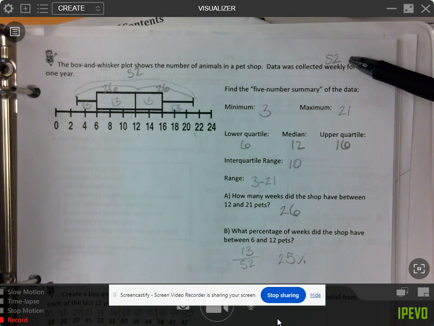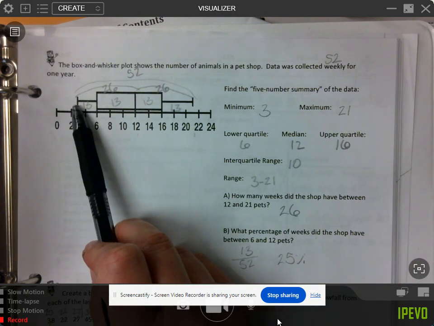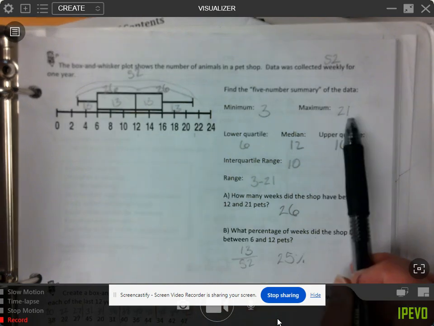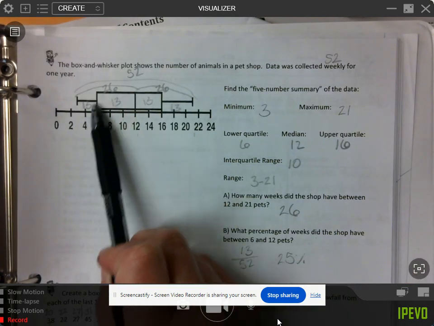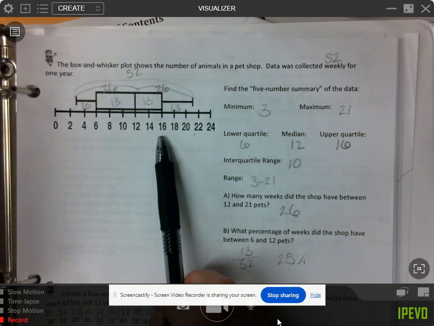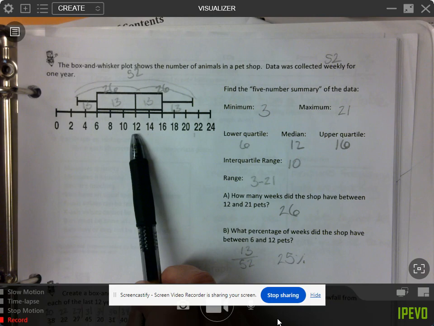So it was out of 52 weeks. Our minimum score was 3. The maximum score is 21. The lower quartile was at 6. That upper quartile is at 16. And the median right in the middle is the 12.